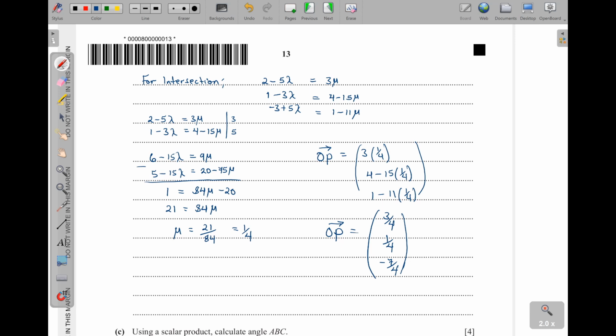So this will be the position vector of the point of intersection. You can even write it in terms of i, j, and k. Then you can say, OP is going to be equal to 3 over 4 of i, then plus 1 over 4 of j, and then minus 7 over 4 of k. So any of them is an answer.